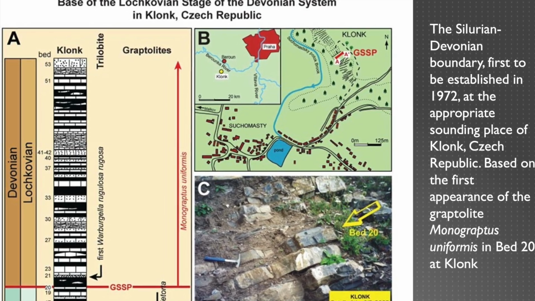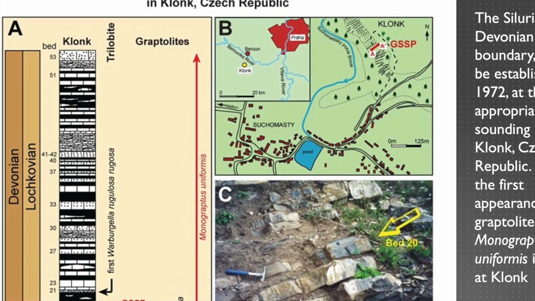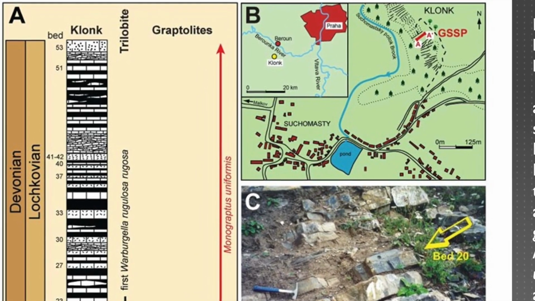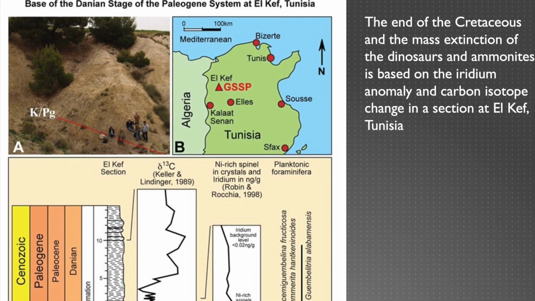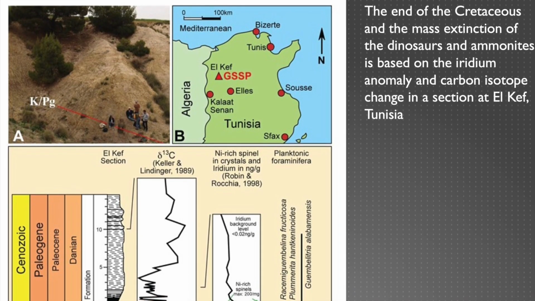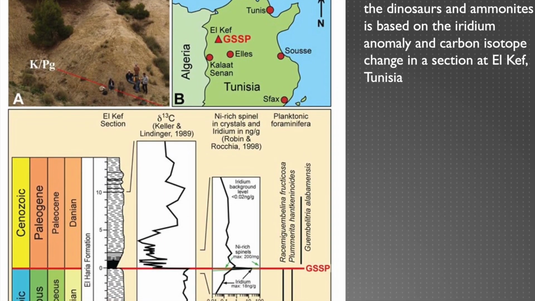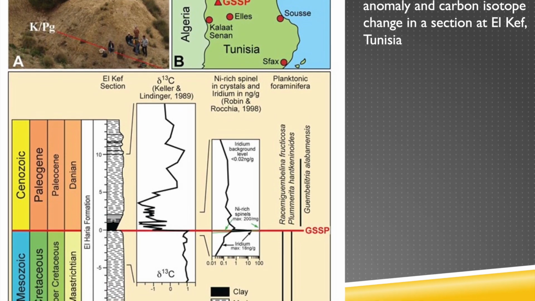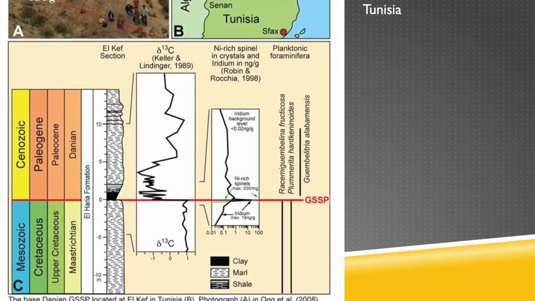Whatever you base your biozonations on, eventually you need to calibrate it to a particular stratigraphic section in a particular place to establish the geologic timescale. For example, the Silurian-Devonian boundary is tied to the first appearance of the graptolite Monograptus uniformis in the Klonk section in what is now the Czech Republic. The Cretaceous-Paleogene boundary, which marks the end of the age of dinosaurs, is tied to a particular section in El Kef in Tunisia, which is marked not only by certain planktonic foraminifera, but also by an iridium anomaly and also by certain isotopic anomalies. These global stratotype sections are the foundation for the modern geologic timescale.